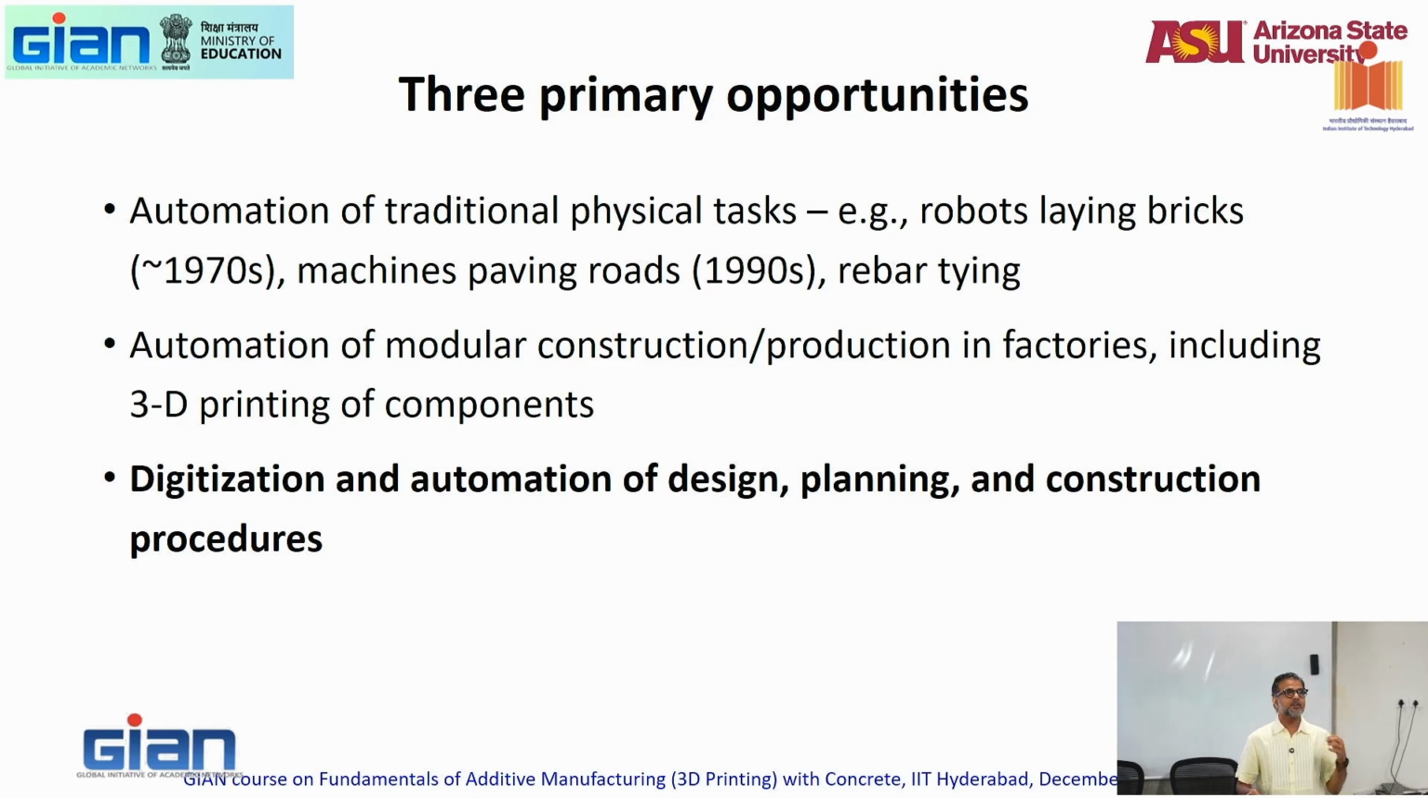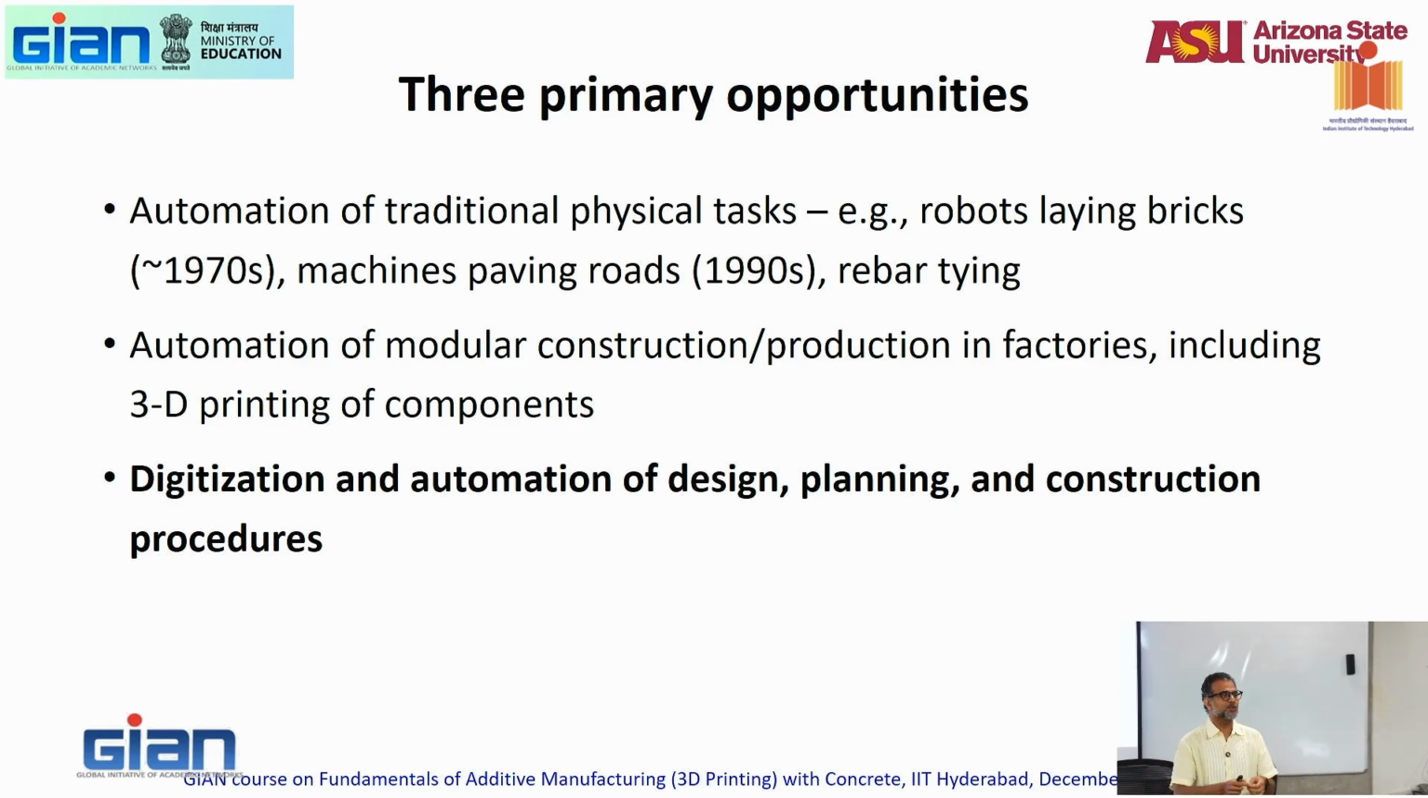Then there's tying of rebar. There was a study recently done in the US, and simply on 1 mile of concrete pavement, removing the labor associated with tying rebar alone is $2 million worth of savings. Labor in a mile. So these are hugely labor-intensive processes. Second, automation of modular construction production factories, including 3D printing of components. Can we do it? For example, can we 3D print components that repeat over and over again?